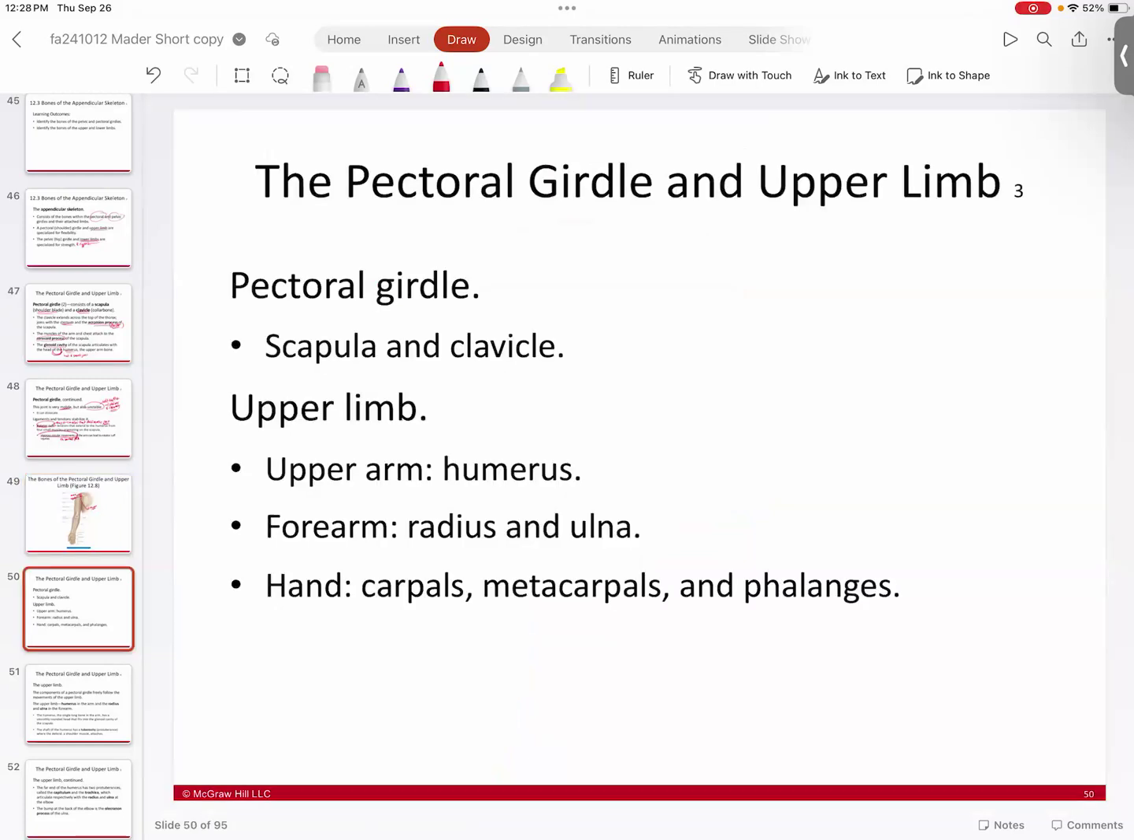Now, as you start to move, your pectoral girdle will be basically a combination of your scapula and your clavicle. The upper limb then is basically, as we move away from the shoulder joint down your arm, you get your upper arm, which is basically all humerus, your forearm, which is a combination of radius and ulna. You've got 2 lower arm bones there. In your hand, you got a few bones, right? So you have your wrist bones and the carpals, your metacarpals, which are your hand bones, and then your phalanges, which are your finger bones.